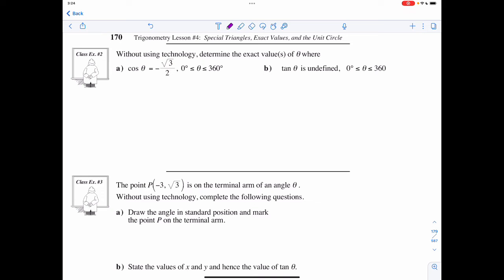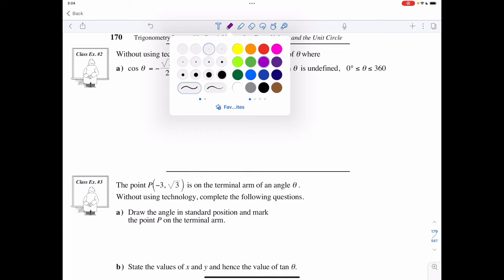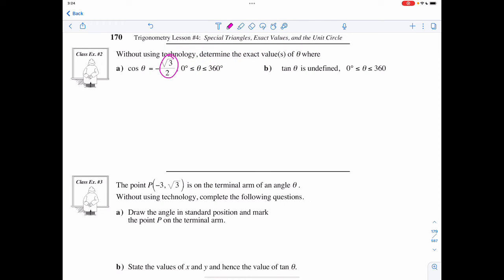How do we apply this? It says, without technology, determine the exact values of theta where cos of theta is equal to negative root 3 over 2. Well, at root 3 over 2, my reference angle, when cos is root 3 over 2, is exactly 30 degrees.